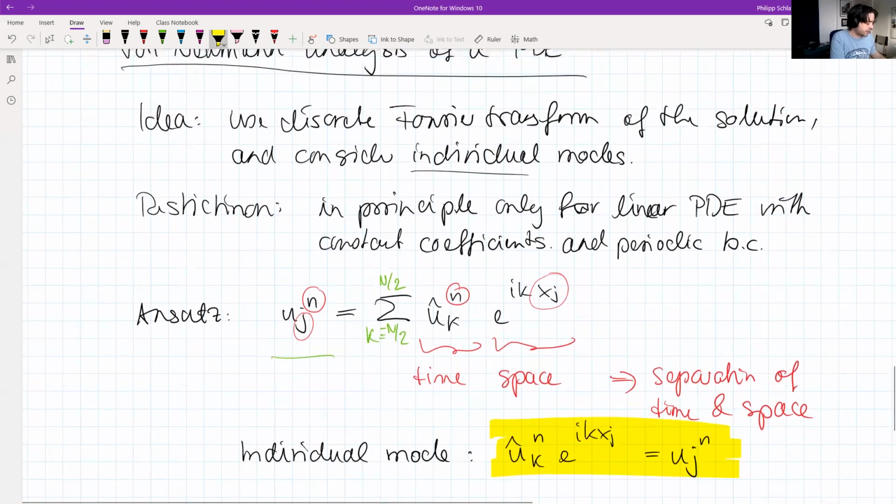Okay, so I have now extracted an individual mode, and what I would like to do now is to look at the stability for these individual modes. So the requirement is that each mode on its own does not grow. And if I can show that all Fourier modes do not grow in time, then I know that I have a stable scheme.